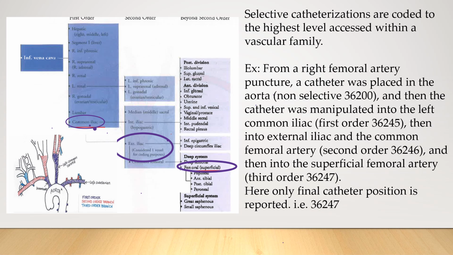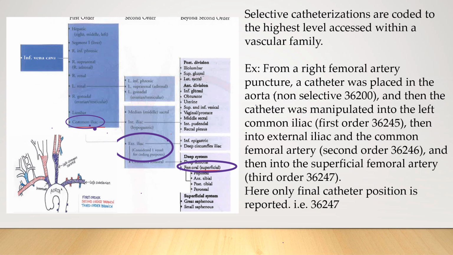So let us understand the concept of the selective catheterization. Whenever you are doing the selective catheterization, the important guideline is we code for the highest level that is accessed within that vascular family. So we will take one example.